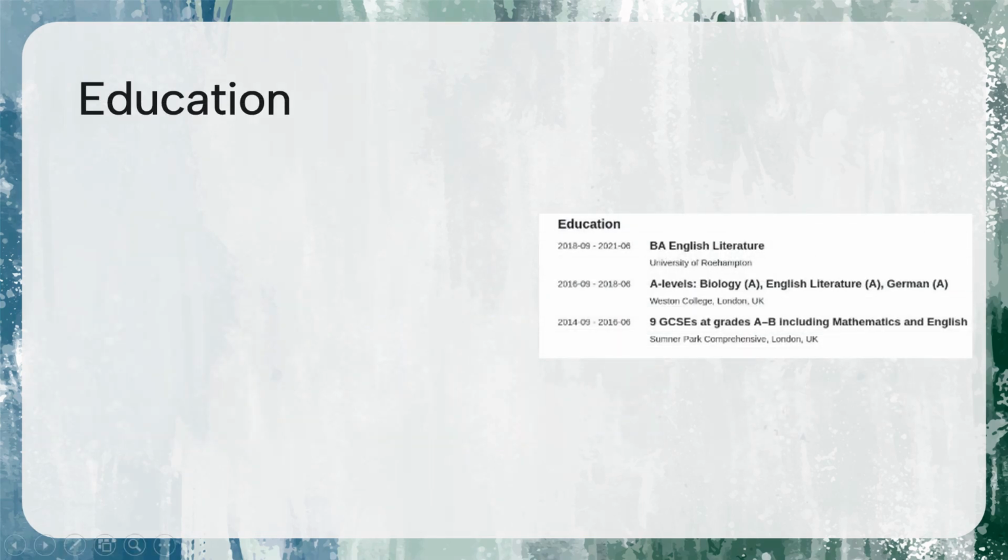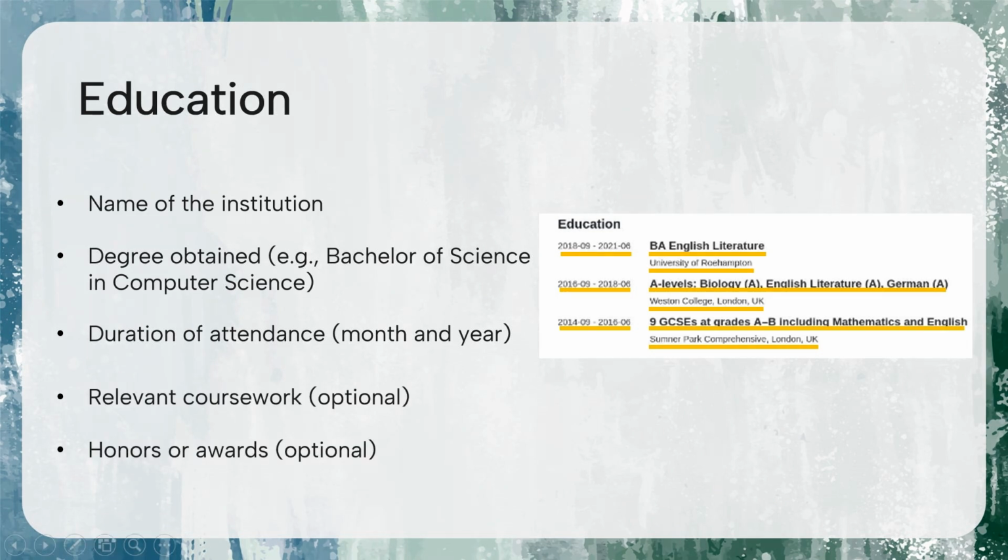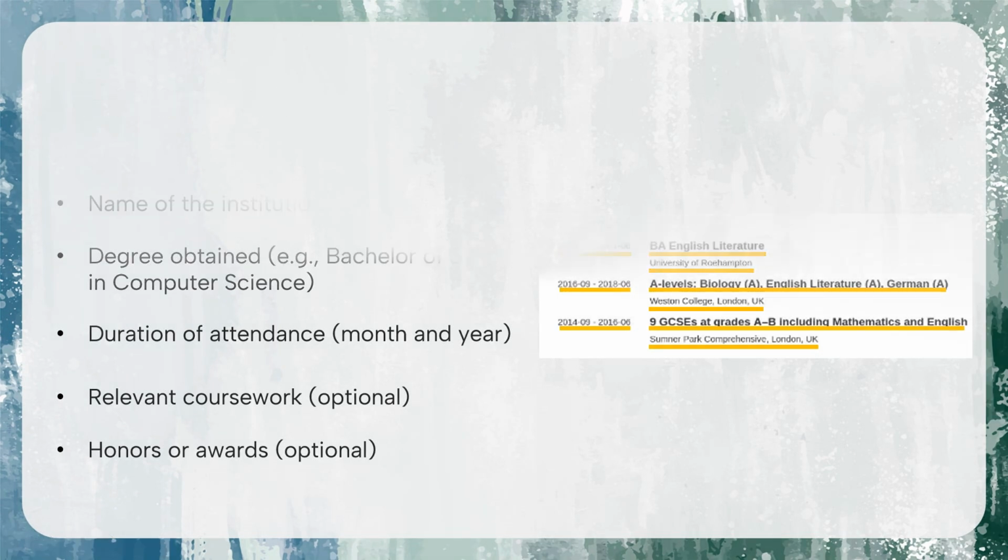Now, let's talk about the next component, which is the education section. This part will showcase your academic qualifications and provide evidence of your educational foundation and relevant coursework. Here's what you should include: name of the institution, degree obtained, duration of attendance, which includes month and year. You may also include your relevant coursework and honors or awards.